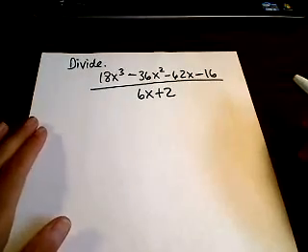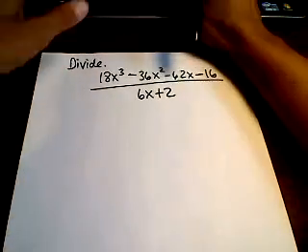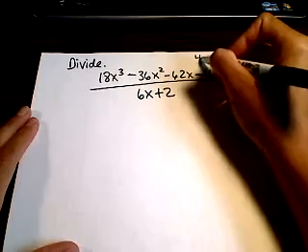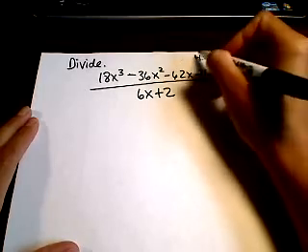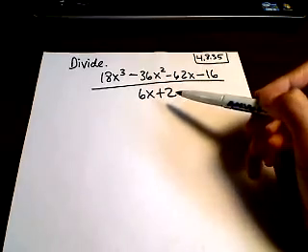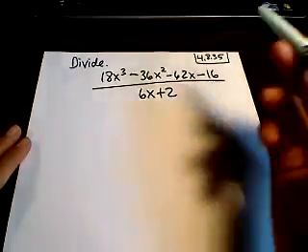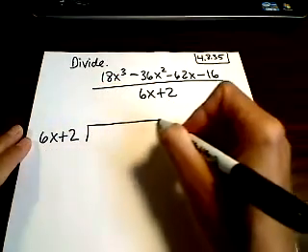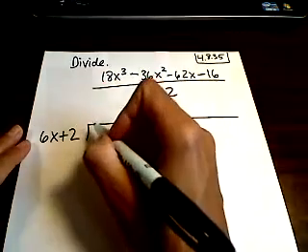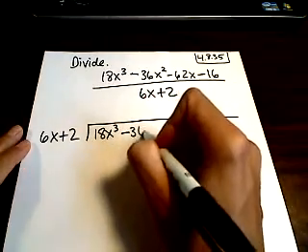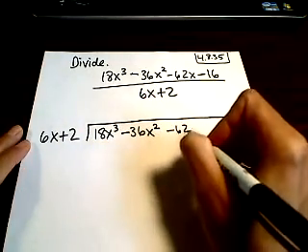Okay, so this is a problem from chapter 4. Actually, let me check which problem this is. 4.8.35. Okay, and they ask us to divide, and because the denominator here is a binomial, what we need to do is take this 6x plus 2 and do long division. So we're going to take that into the 18x cubed, and all of this stuff we'll just bring along.